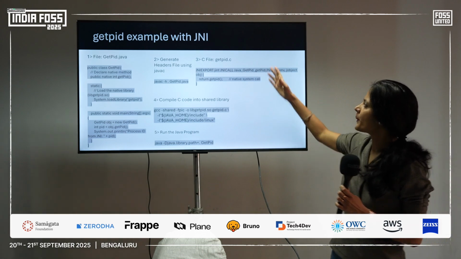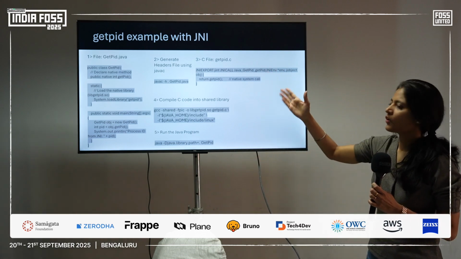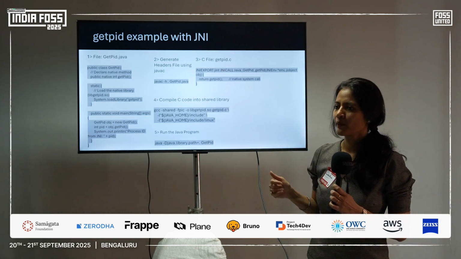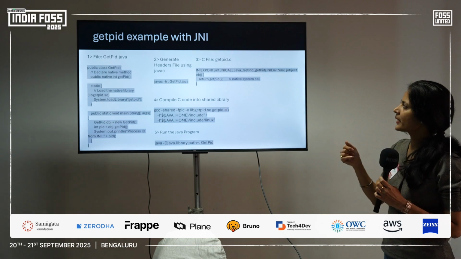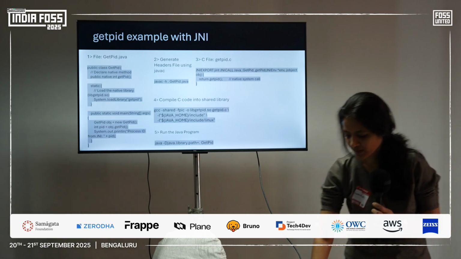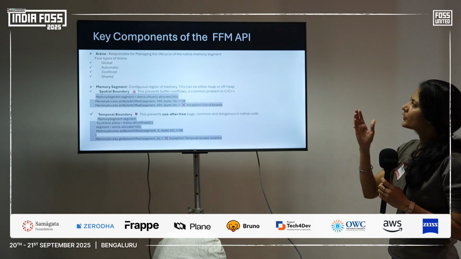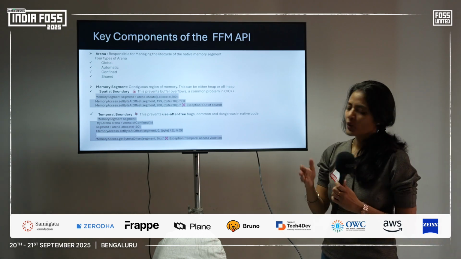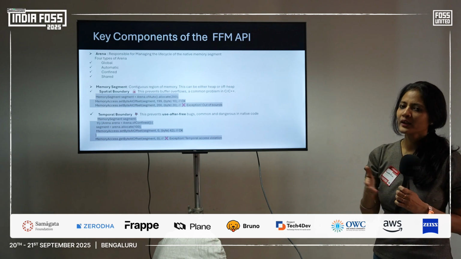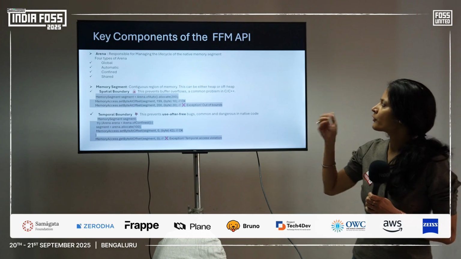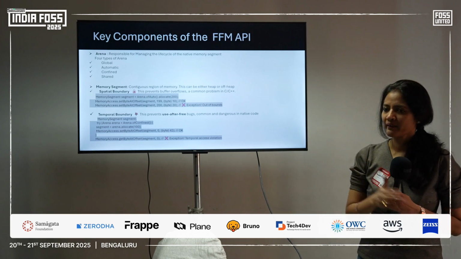So there are so many steps involved when you do it through JNI. Later on we will write the same code with the foreign function and memory API, and we will see how easy it is. Now let's move on. As I said, there are all the problems that we discussed in JNI. The foreign function and memory API has tried to address these, but how?